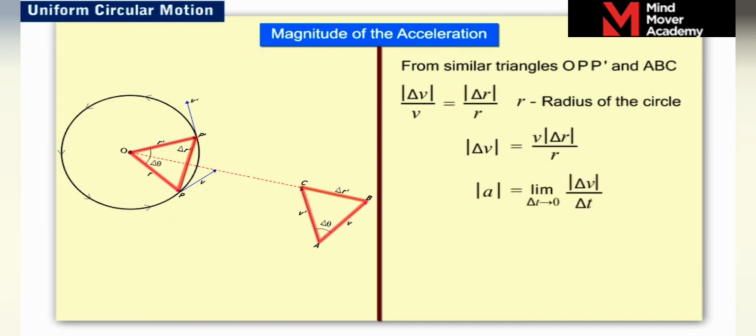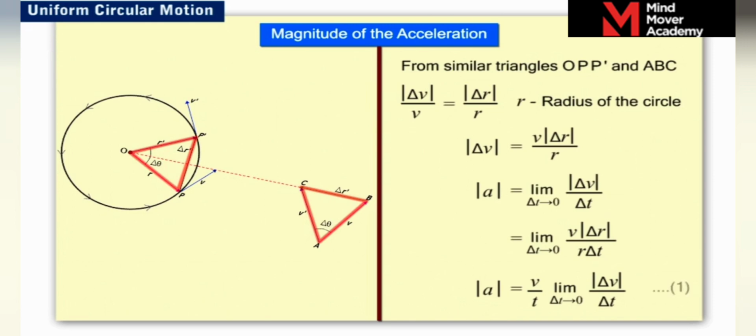Magnitude of a is equal to limit delta t approaches 0 of magnitude of delta v by delta t, which is equal to limit delta t approaches 0 of v into magnitude of delta r by r delta t. This expression can be written as magnitude of a is equal to v by r into limit delta t approaches 0 of magnitude of delta r by delta t. Let this be equation 1.